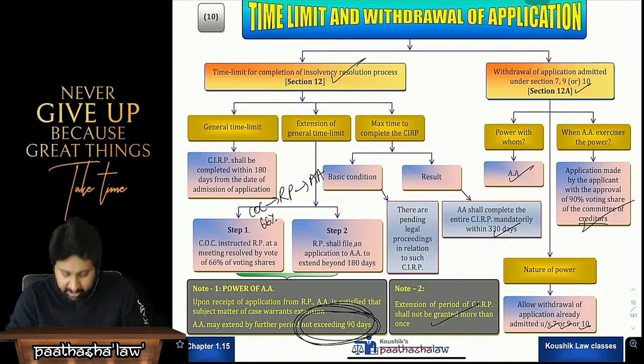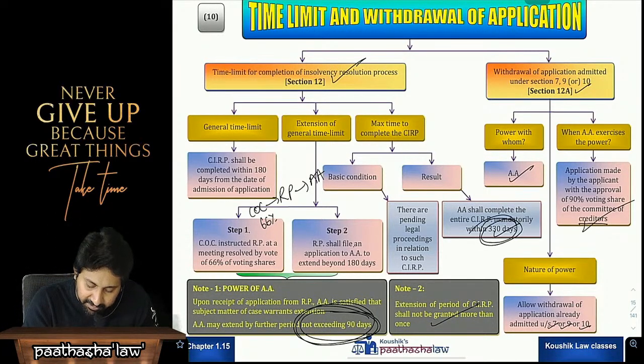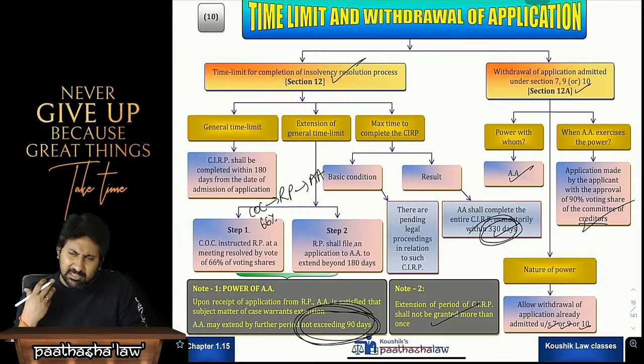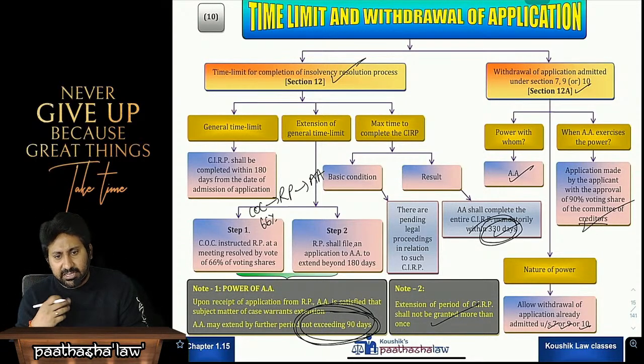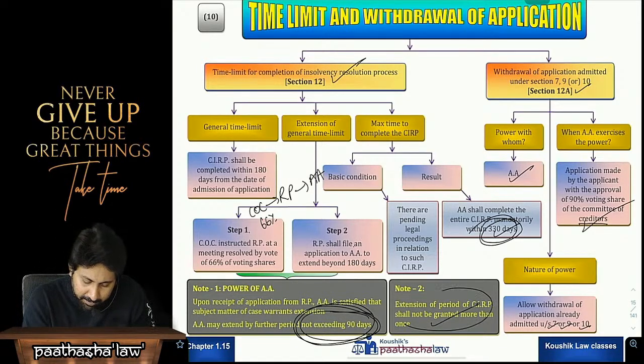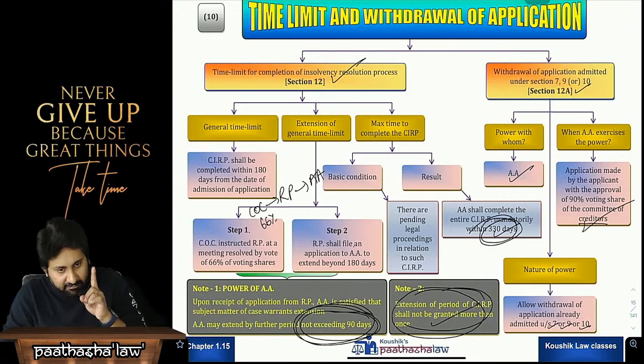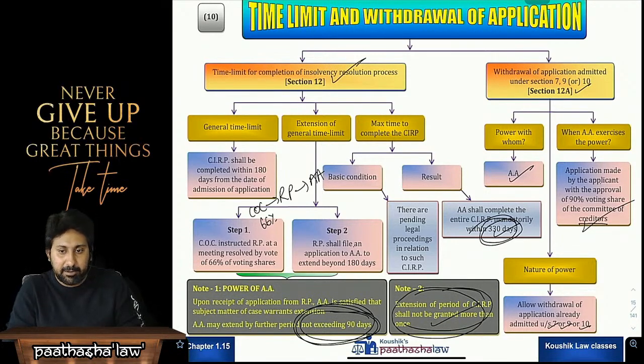Okay. Next. After that, the total period has to be completed. Total CIRP should be completed within 330 days. Sir, so many people ask the same kind of doubt. Sir, extension can be given only once. That was very clear. See here, extension for a period of CIRP shall not be granted more than once. Means what? Extension can be given only once in the lifetime of one CIRP.